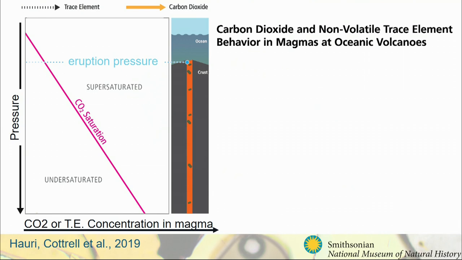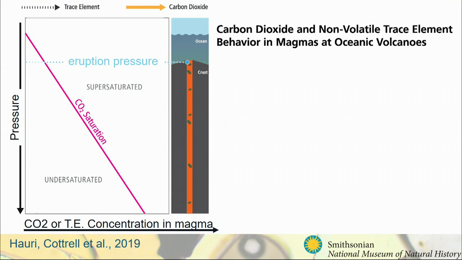And so what I'm showing here is a schematic of a mid-ocean ridge. It's erupting underwater, so it's erupting at pressure. This is pressure on the y-axis. And along the x-axis, I have trace element concentration. Carbon, in this presentation, carbon's just another trace element. Okay? And what you're seeing here is the CO2 saturation surface.